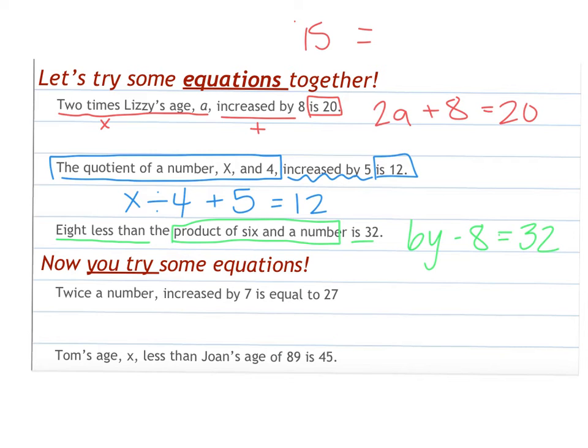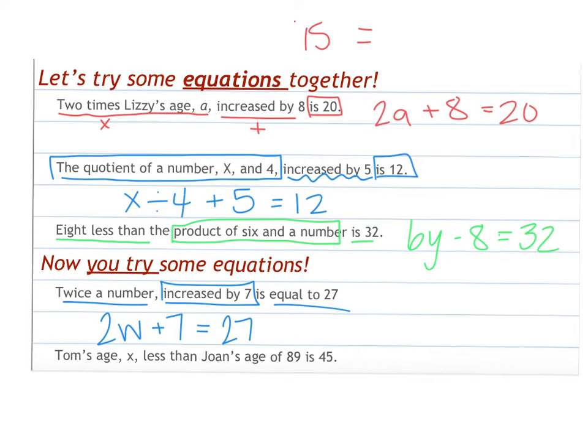Twice a number increased by 7 is equal to 27. This time they tell us it's equal, but that isn't always in the sentence. Twice a number means multiplication. Increased by 7, looks like we're adding, and then it's going to be equal to 27. Again, they don't tell us the variable, so we could pick any letter. So W, twice a number means 2 times that number. Increased by 7 is equal to 27. Just writing it in math form.